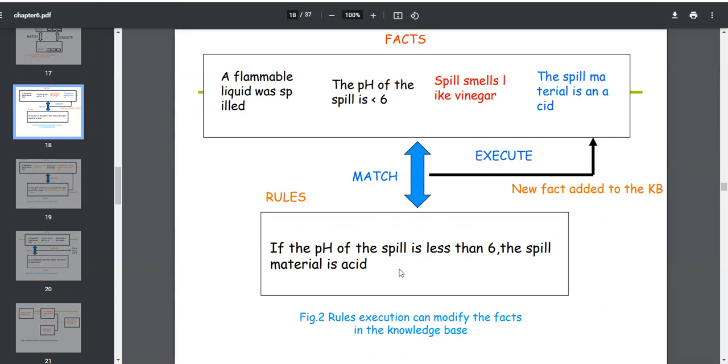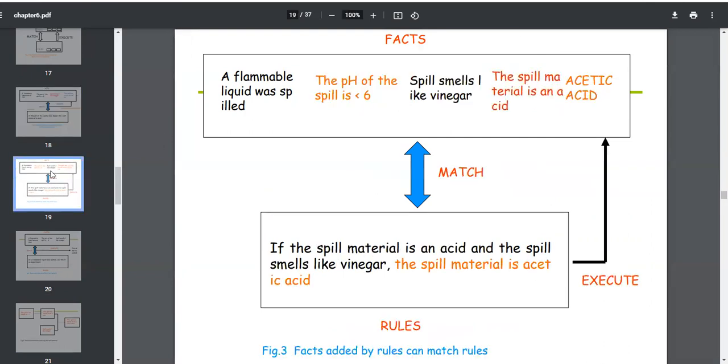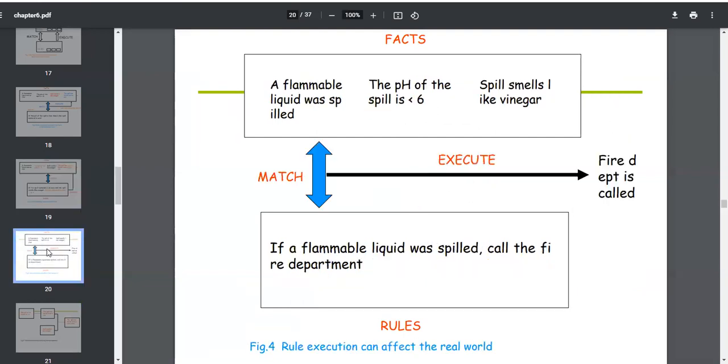Whenever this rule is executed, a fact will be generated, and that will be added in the fact stage. Suppose the pH of the material is less than 6 and the spill material is acid, then the match is found. And if the spill material is acid and smells like vinegar, the spill material is acetic acid. So that acetic acid fact is going to be added over here.